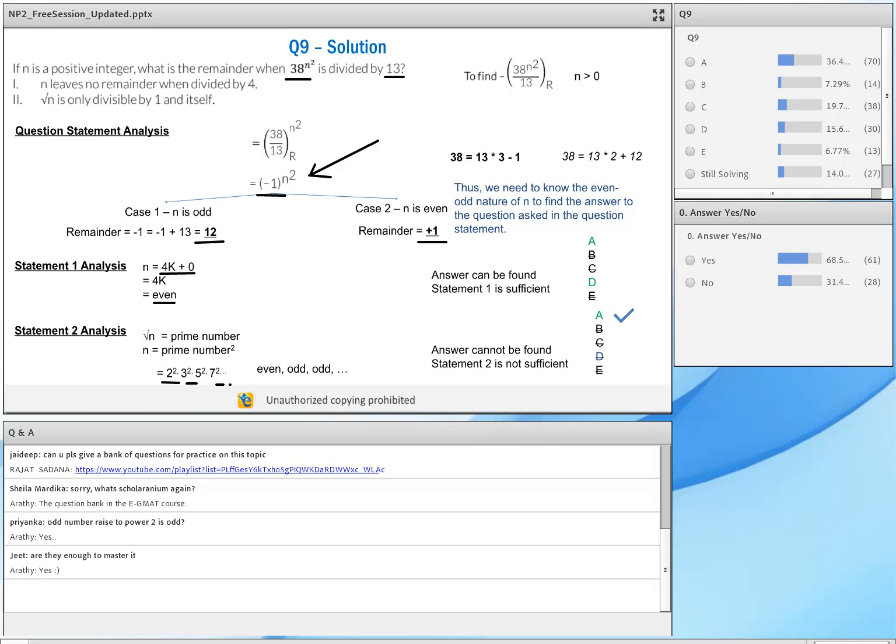N cannot also be 1, because the square root of n is divisible by 1 and itself, which means there are two numbers, Dhruv. Okay, for statement 2. It's a good question that you're asking. Does that help, Dhruv? So n can't be 1. All right.